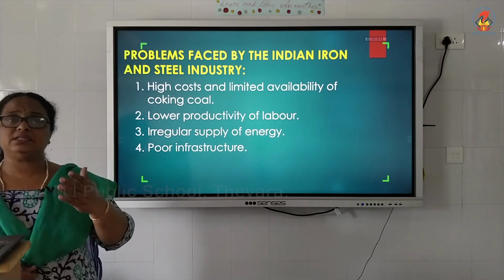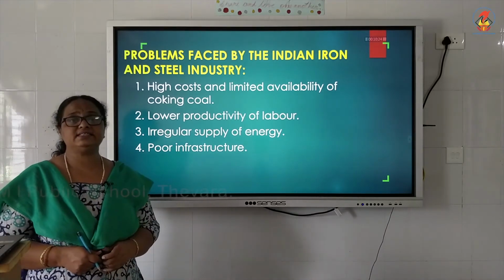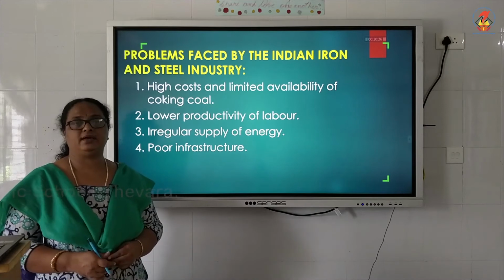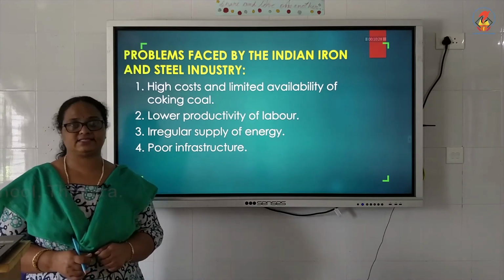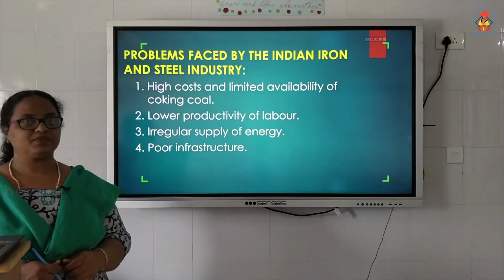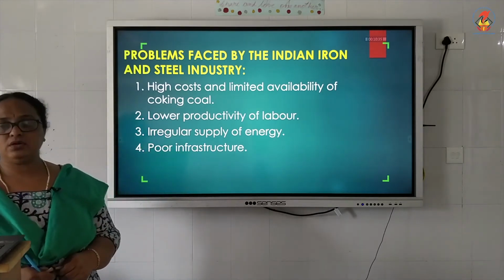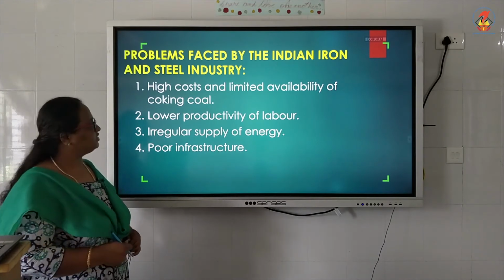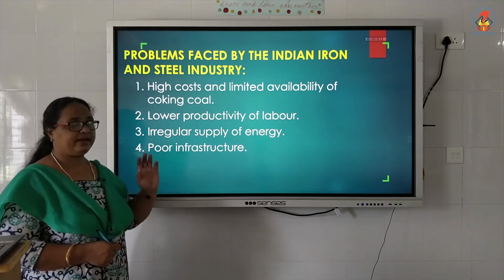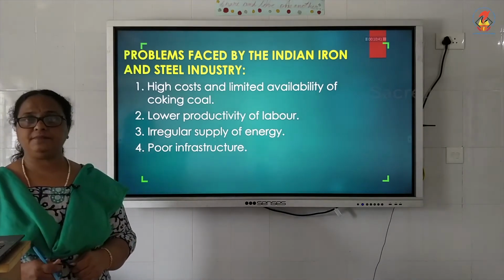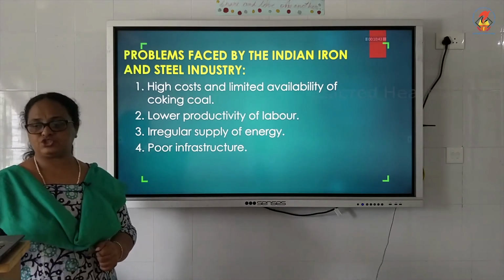So these are the important challenges this particular industry, that is the iron and steel industry, is facing. I repeat: high costs and limited availability of coking coal, lower productivity of labor, irregular supply of energy, and poor infrastructure.